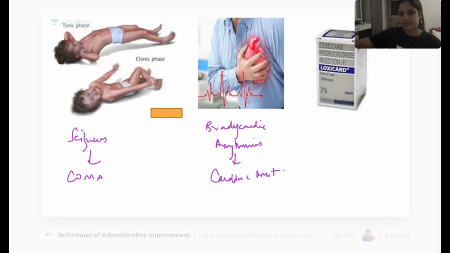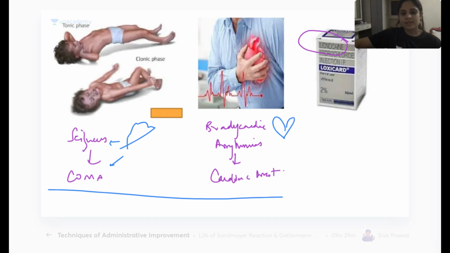If I give my local anesthetic, I am giving lignocaine, correct? If I give my local anesthetic intravenously, instead of giving it around the nerves, or I overdose on the local anesthetic, so what happens? It goes to the brain, causes seizures and causes coma. It goes to the heart, causes bradycardia, arrhythmias and cardiac arrest. So what is this condition?